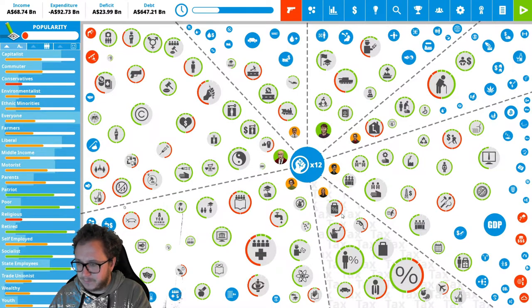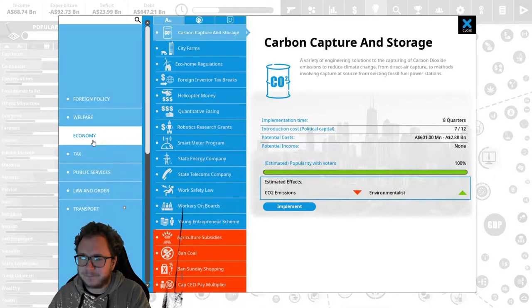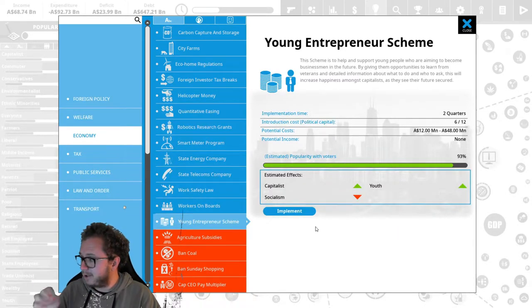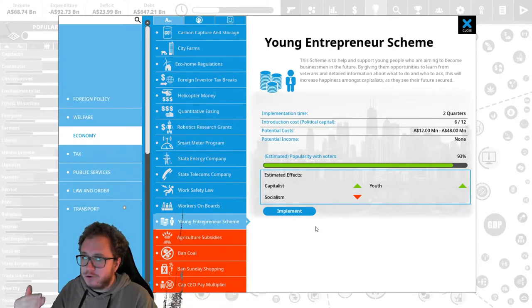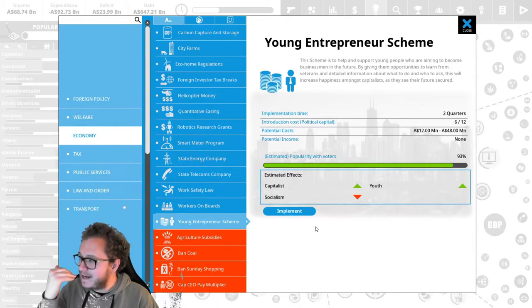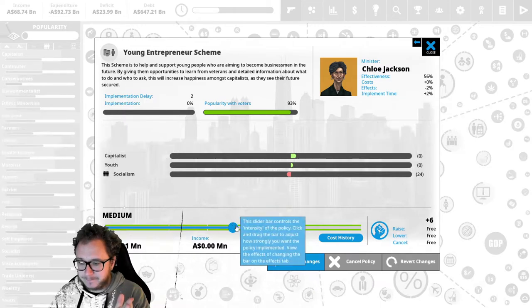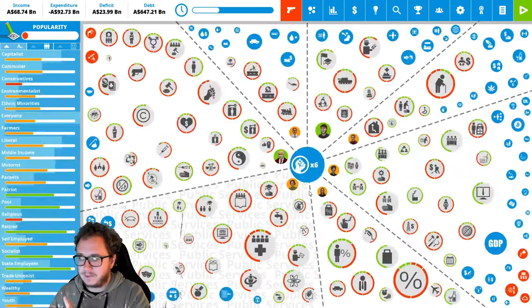Now, GDP, so economy. Young entrepreneur scheme. So we want to teach our youth that running your own business and being involved in business is a good thing. Being self-sufficient is a good thing. So we're going to implement this policy. It's not very expensive.